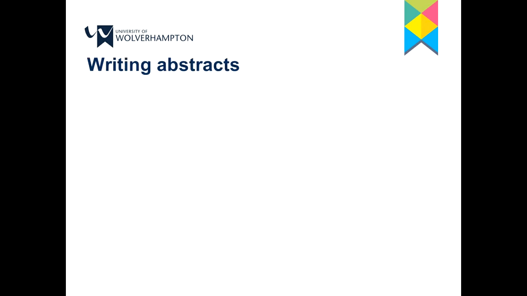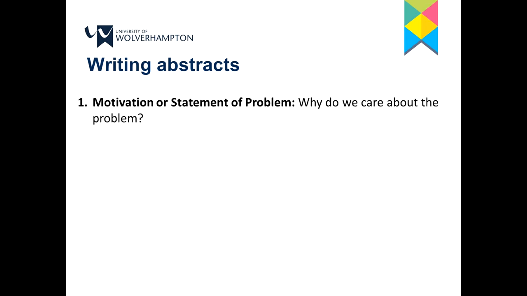Finally, we need to discuss how to write an abstract. And there are a few points that you can bear in mind when writing an abstract to ensure that you hit all the key points. Firstly, what is the motivation or statement of the problem our report is answering? Why do we as the readers care about it, and why does it matter for the research area?